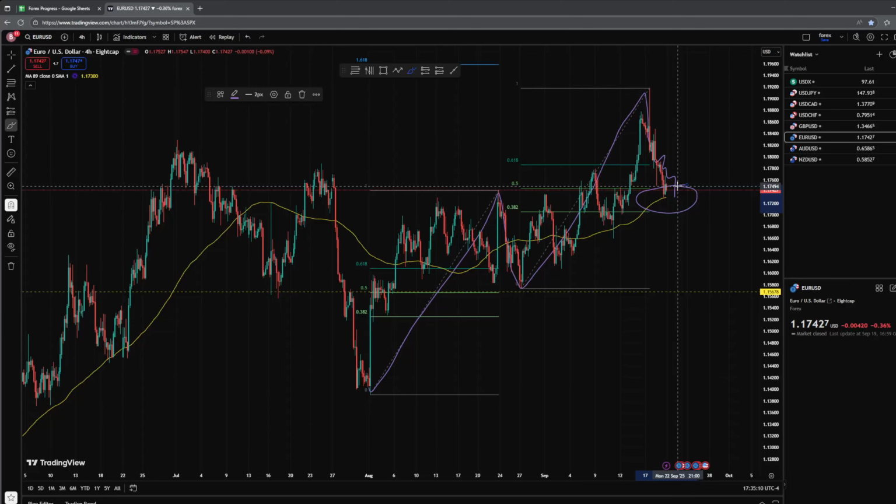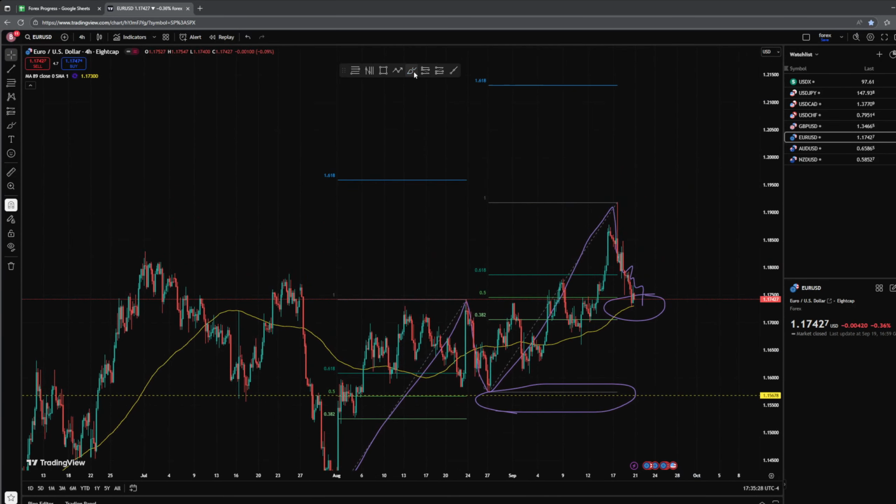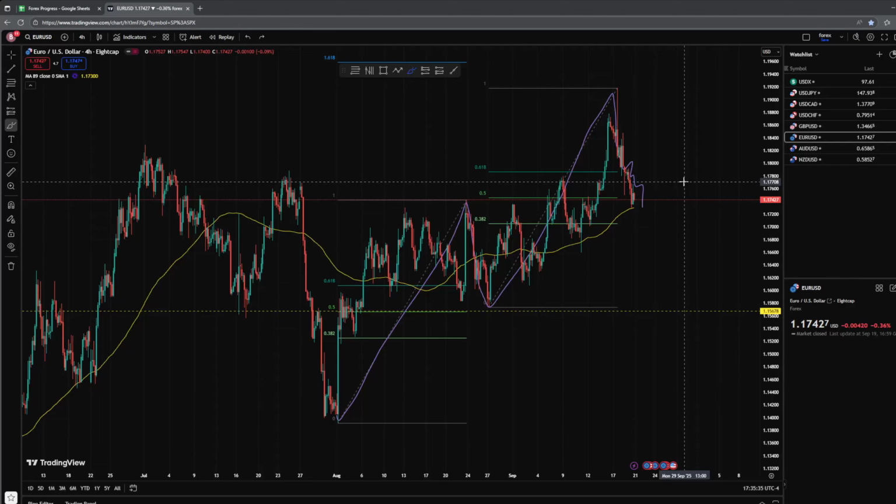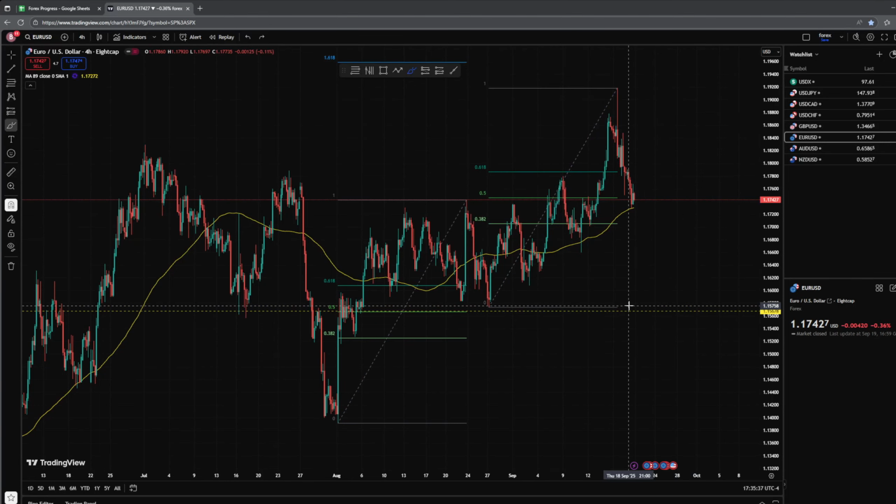So right now, if your favorite pair is Euro USD, it looks really good to buy right now. So set your stop loss below the local minimum here, which is a really good support, and set your take profit at the Fibonacci extension 1.618 up there. So right now Euro USD looks very good to buy.